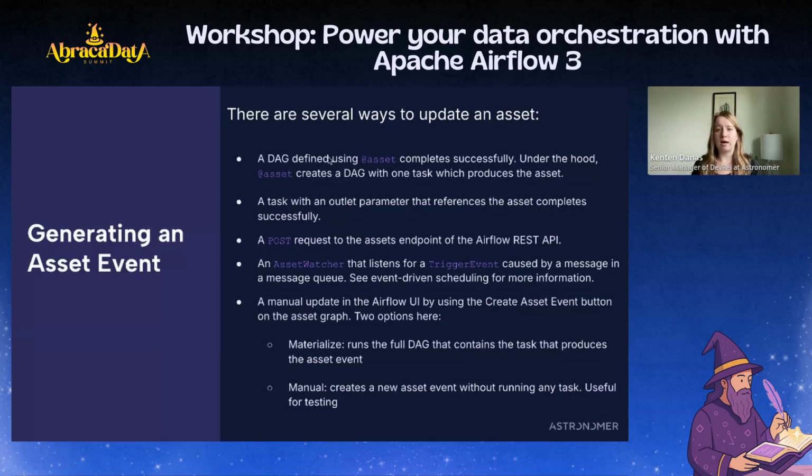Again, if the DAG that is defined by using the asset decorator completes successfully, that is going to update your asset or generate an asset event. Again, asset is going to create a DAG with one task that produces that asset. Another way is, again, you can still assign assets as an outlet to a task. So if you're using a traditional operator or the task decorator, you can define an outlet for those. And whenever that task completes successfully, it will update that asset.